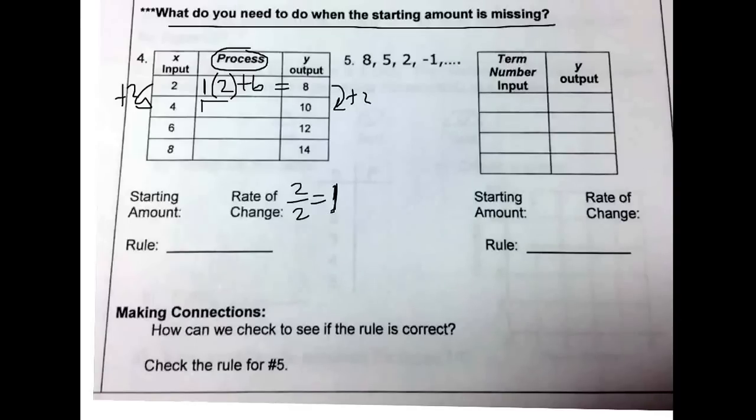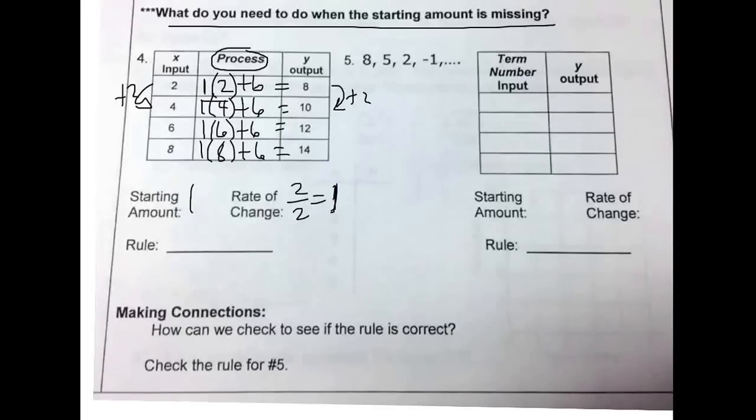So we try it again here. 1 times 4 plus 6. 4 plus 6 is 10. 1 times 6 plus 6 is 12. 1 times 8 plus 6 is 14. So our starting amount is 6. So our expression is 1, our rate of change, x plus 6, or we would drop the 1 in algebra and just do x plus 6.